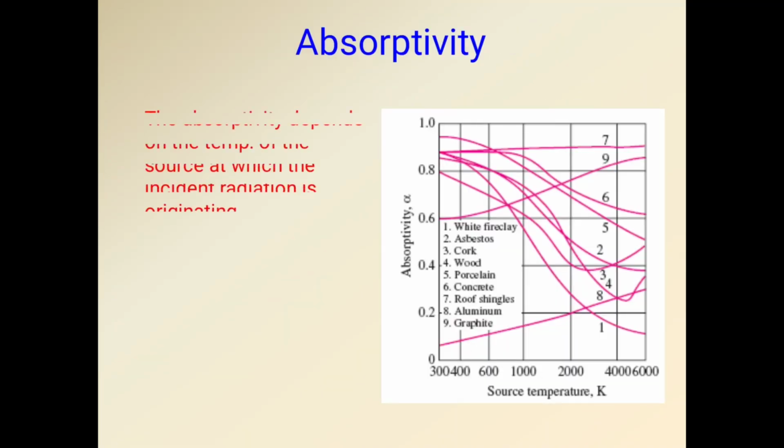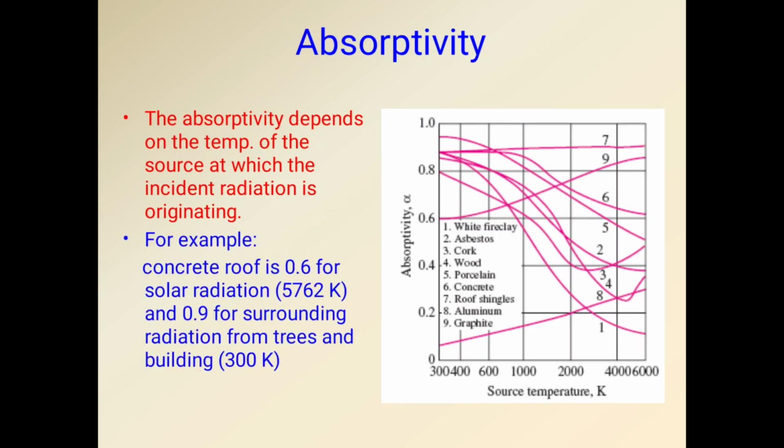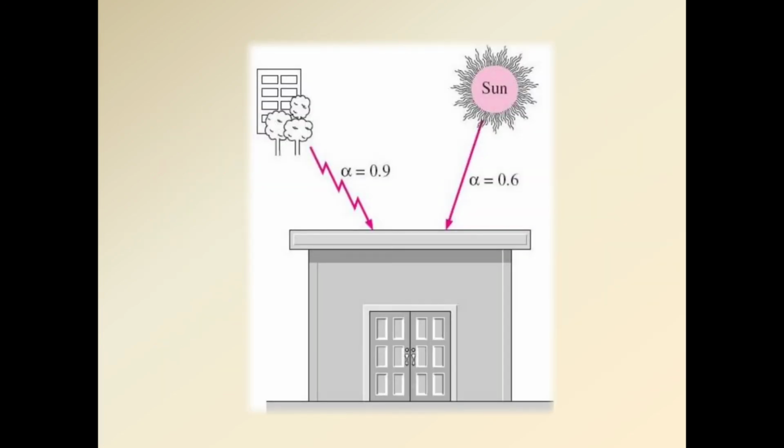Absorptivity: the absorptivity depends upon the temperature of the source at which the incident radiation originated. For example, the concrete roof is 0.6 for solar radiation and 0.9 for surrounding radiation from trees and buildings, that is at 300 Kelvin. It is a diagram for absorptivity.